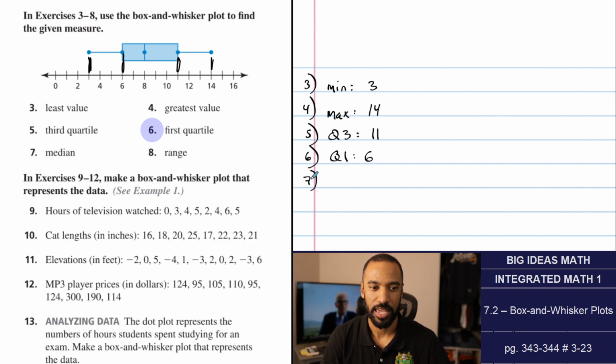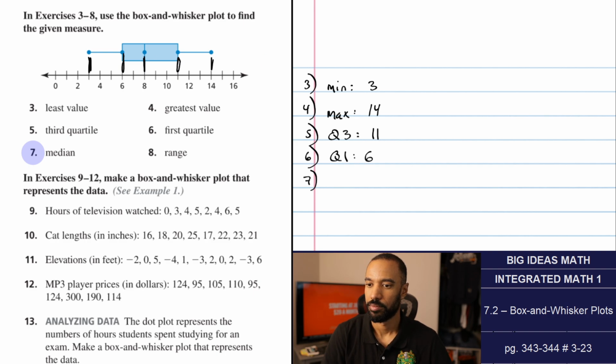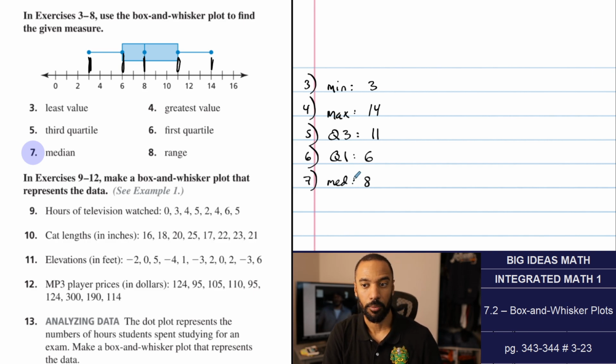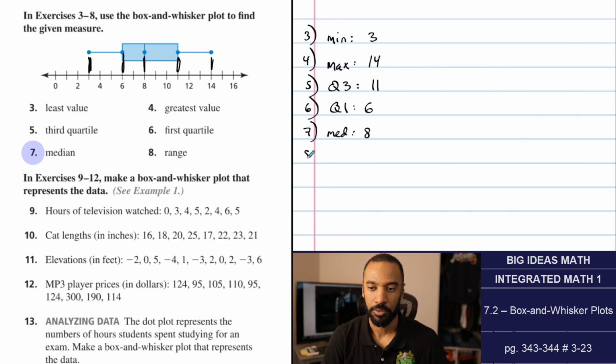And then number 7 is the median. Median is that middle value in the box and whisker plot. And that is this 8 here. Put med. So no mean here, right? No average value. Just median and such.